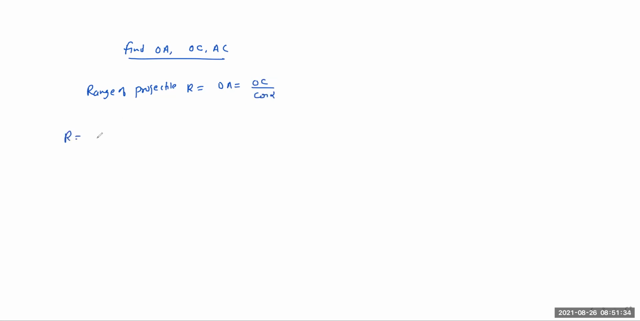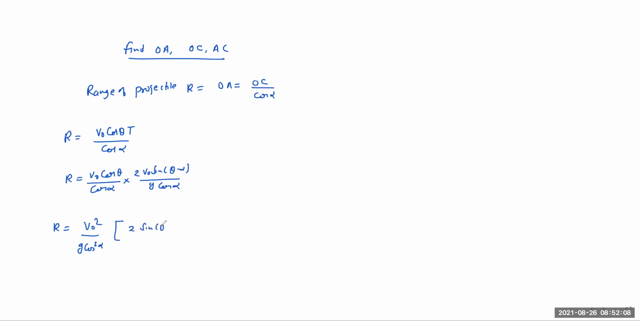So what is the range formula if I want to substitute everything? And then you can substitute the value of V naught cos theta by cos alpha. And the time of flight was 2 V naught sine theta minus alpha upon G cos alpha. So range has a very nice formula. It's V naught square by G cos square alpha. And then we have something, a big expression, which is a function of theta.